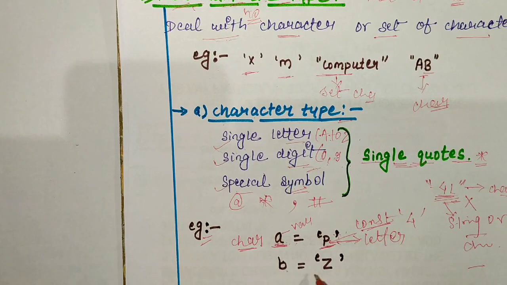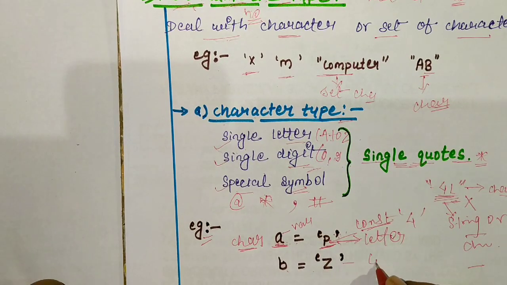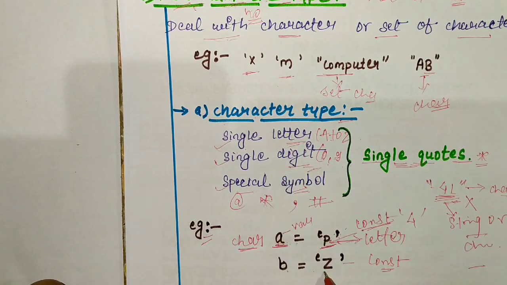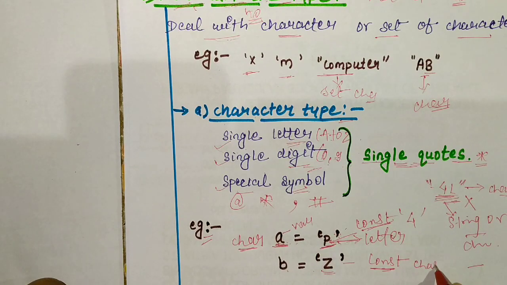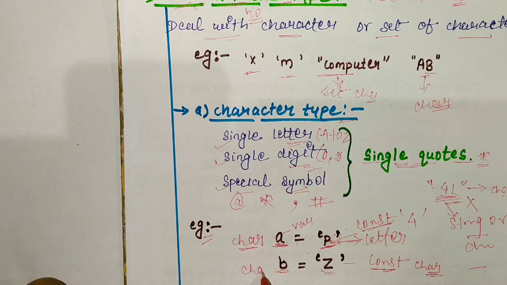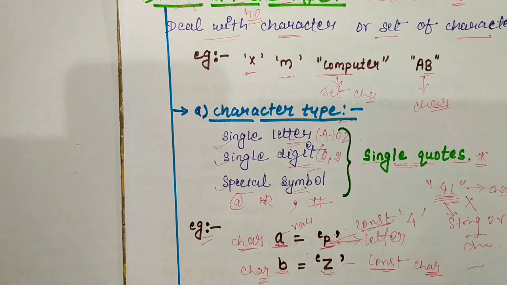Next, B equal to 'Z'. Z is again a constant, a capital letter. Which type of constant? A character constant, because it is in a single quote. So the data type of B is character.